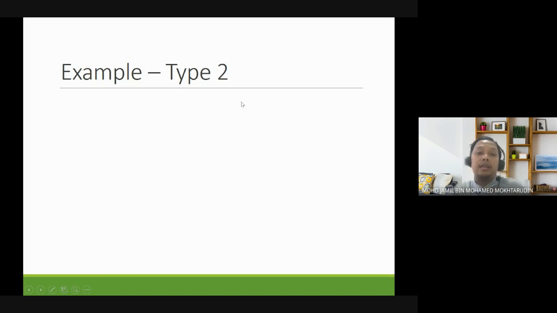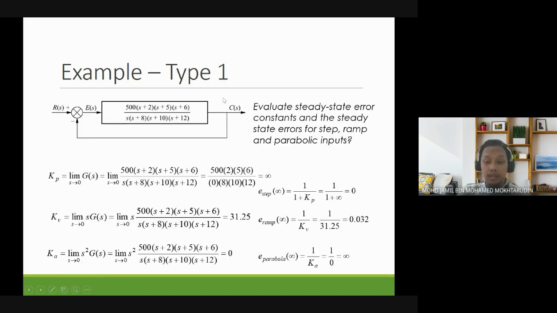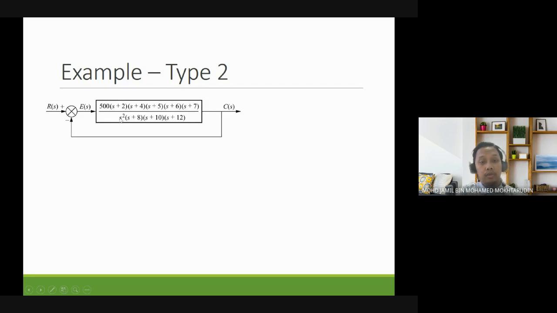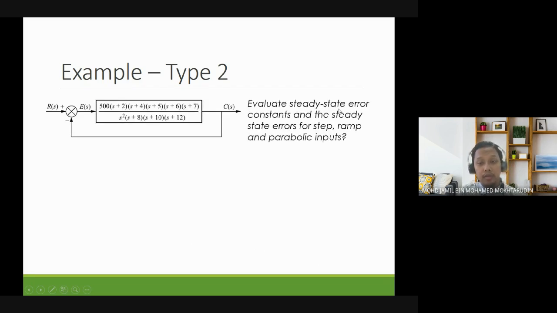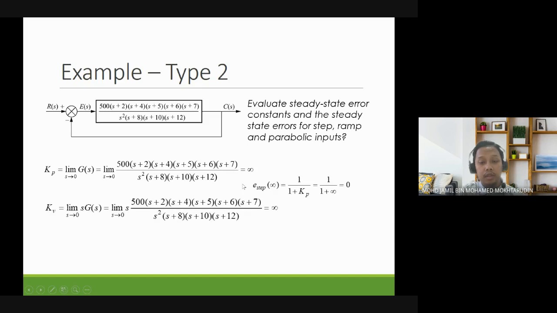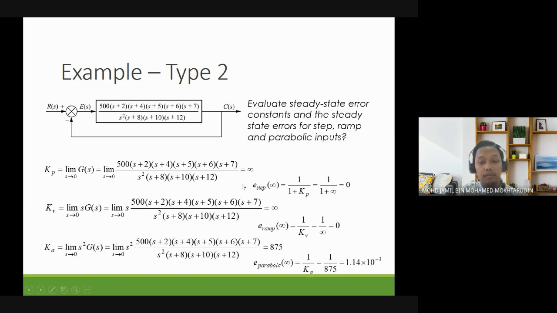And now lastly, let's look at type 2 system. So S power of 2. Same thing, you find Kp, Kv, and Ka. Now, if you look closely for a type 2 input, if you use step or ramp input, the steady state error will be 0. But if you use parabolic input, then the system will have an error.